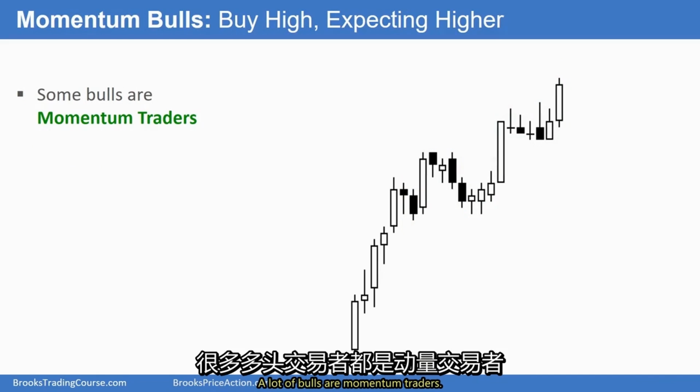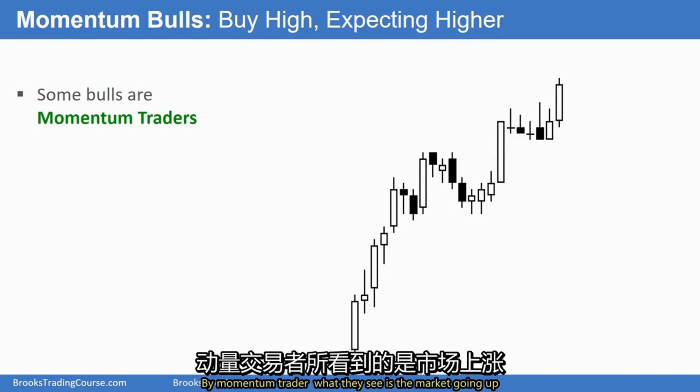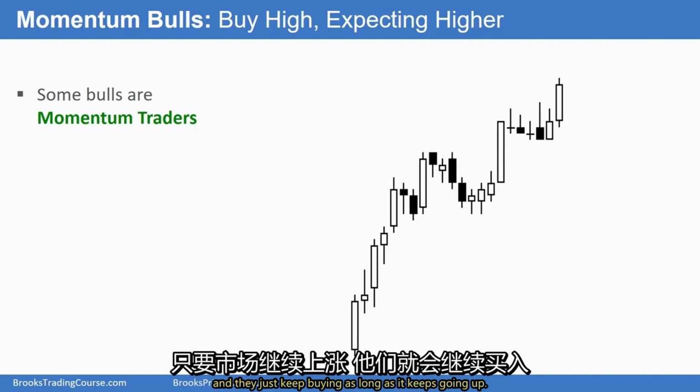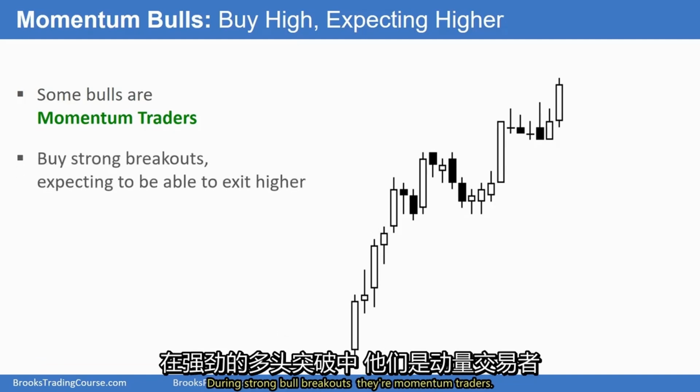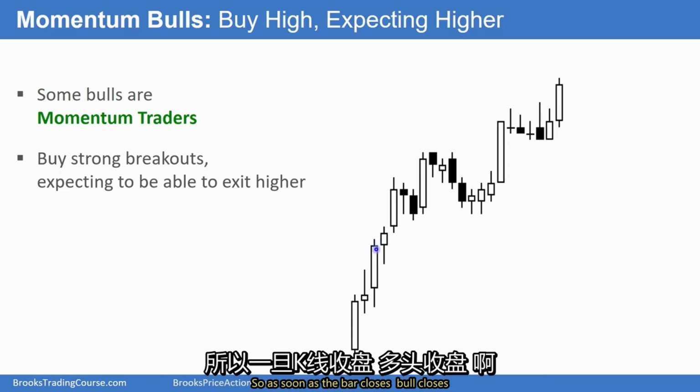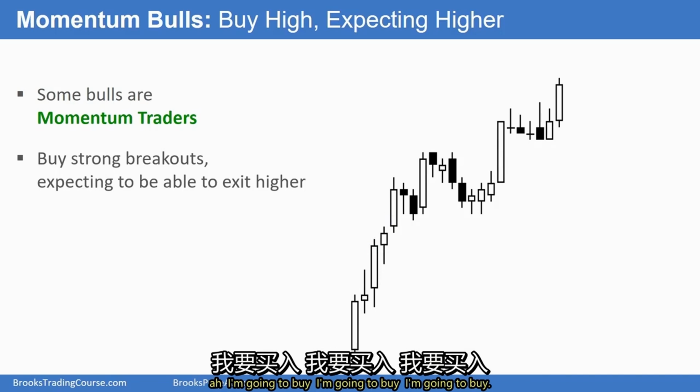A lot of bulls are momentum traders. By momentum trader, what they see is the market going up, and they buy because it's going up. That's all they care about, and they just keep buying as long as it keeps going up. During strong bull breakouts, they're momentum traders. They're buying for any reason. So as soon as the bar closes, bull closed, I'm going to buy.